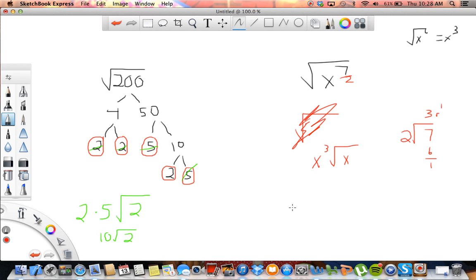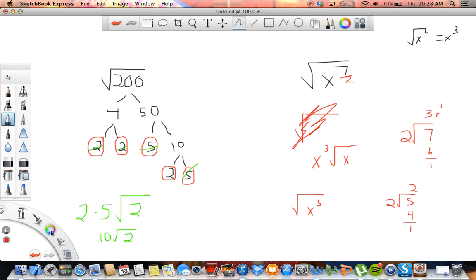So let's do another one kind of like that. Let's do this next problem, which is the square root of x to the 5th. Now, if I divide 5 by 2, how many times is 2 going to go evenly? So 2 into 5. It's going to go 2 times. 2 times 2 is 4, which is going to leave me with a remainder of 1.